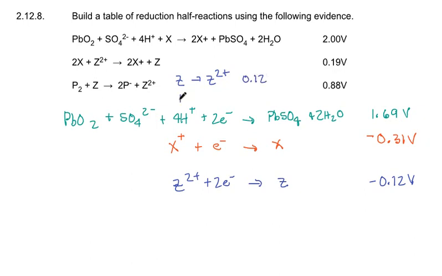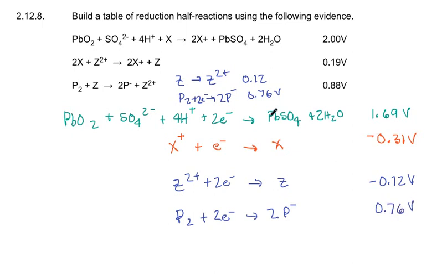The other side of this is we have P2, whatever that is, turning into 2 P minus ions. That's producing some voltage, I don't know how much, and the total is 0.88 volts. 0.12 plus something makes 0.88. This reaction must be giving us 0.76 volts. And I'm sorry, this should have electrons in it. So, on our redox table, P2 plus 2 electrons turns into 2 P minus ions, and the voltage is 0.76.